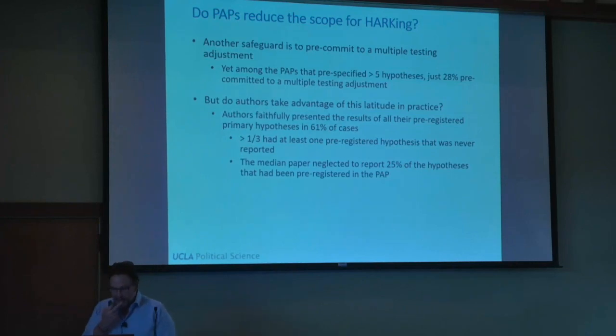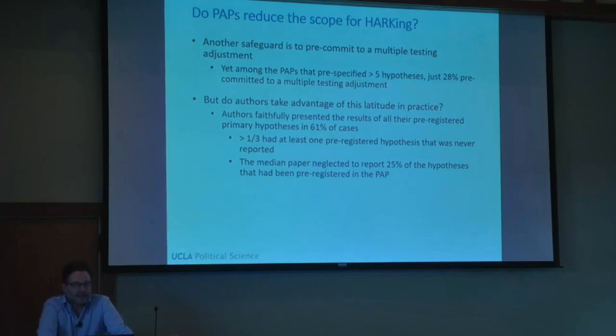So what we found is that authors faithfully presented the results of all of their pre-registered primary hypotheses in 61% of cases. In more than a third of cases, the papers had at least one pre-registered hypothesis that was never even reported. And the median paper neglected to report 25% of the total hypotheses that had been pre-registered in the pre-analysis plan.